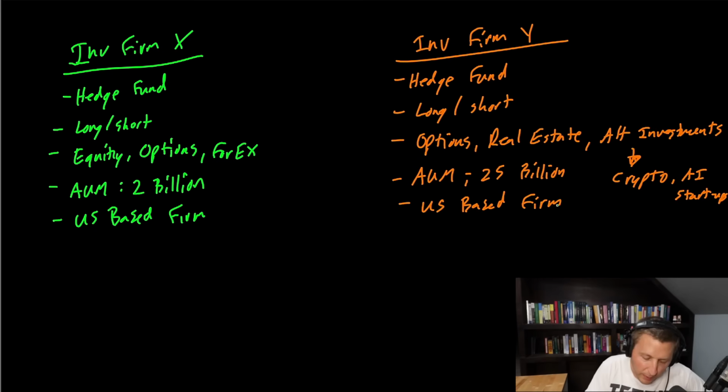They're both hedge funds. They're both long short. They both do options. AUM is very, very different. And they're both US firms. So when we're looking at this, what we're saying is that these two here on the AUM are different.